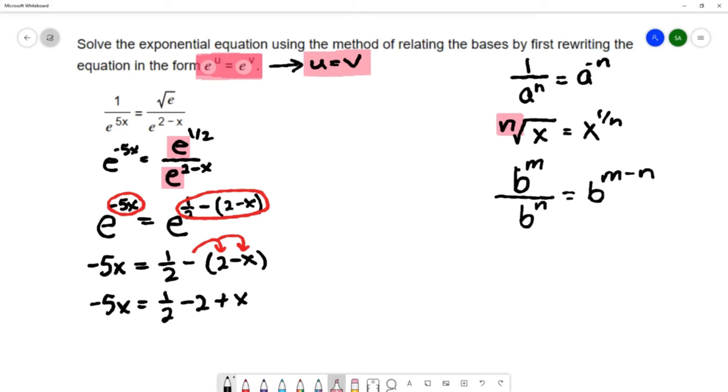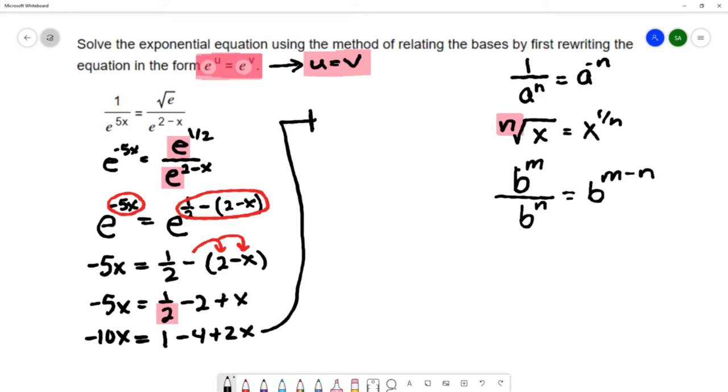And it'll be a little easier to solve this problem if I didn't have a fraction. So I'm going to use the clearing fractions method and multiply 2 times every term. That would give me 10x equals 1 minus 4 plus 2x. Let me copy the equation down up here so I have a little bit more space to work. On the right-hand side, I have some like terms. 1 minus 4 is negative 3. And I'd like to collect the x's, so I'll subtract 2x on both sides.